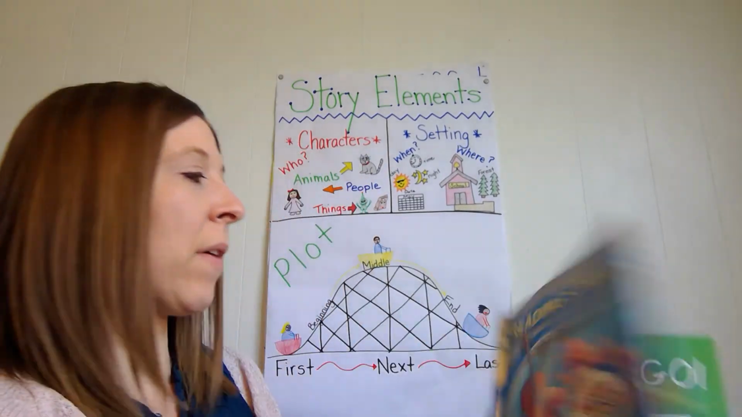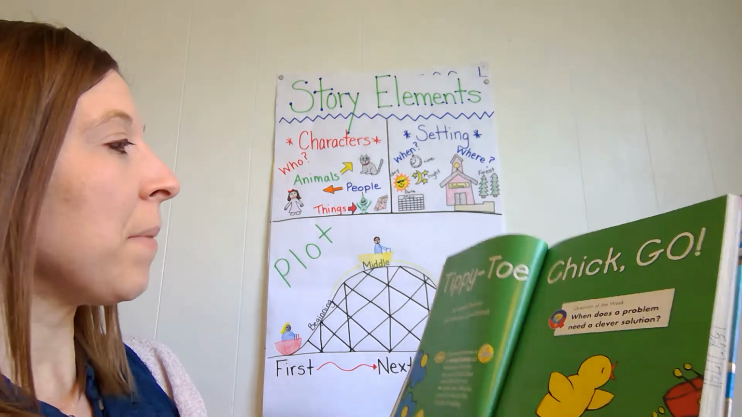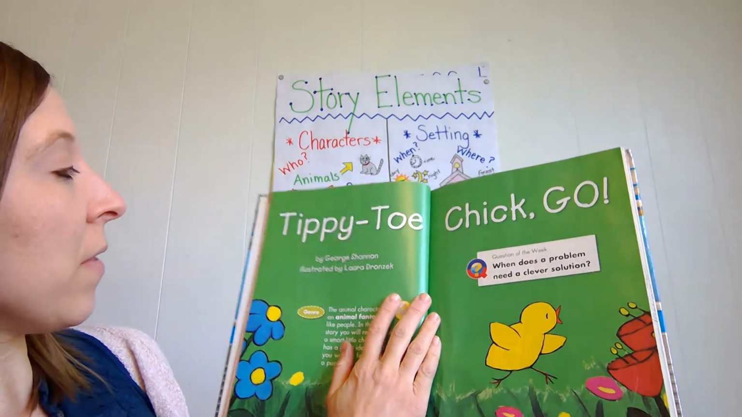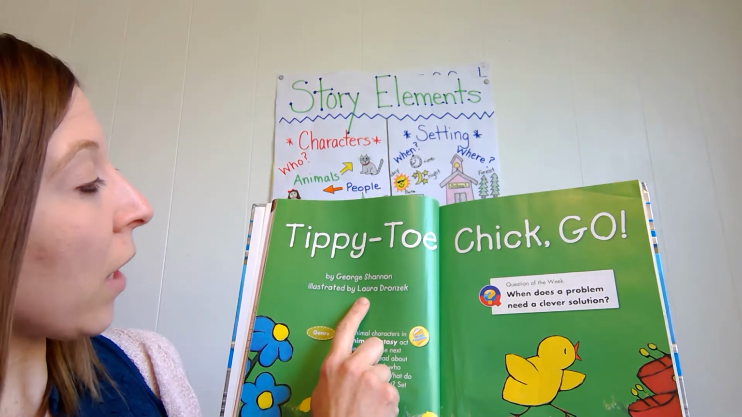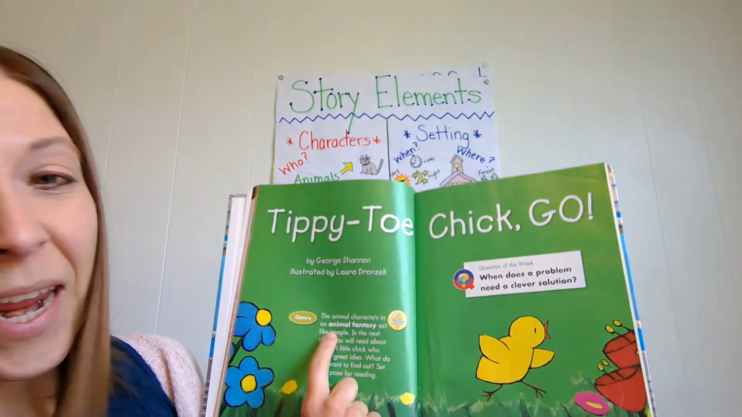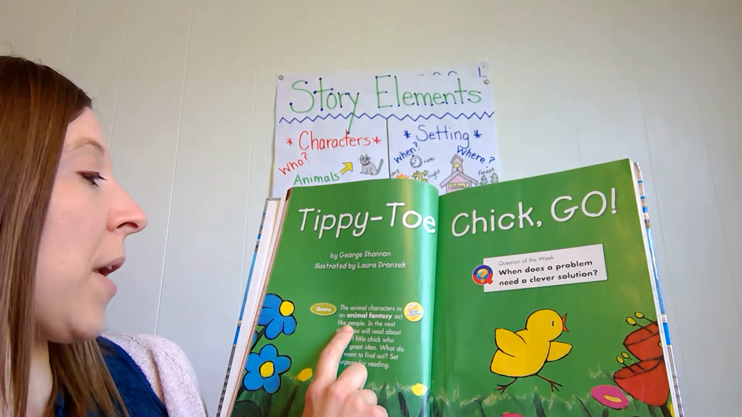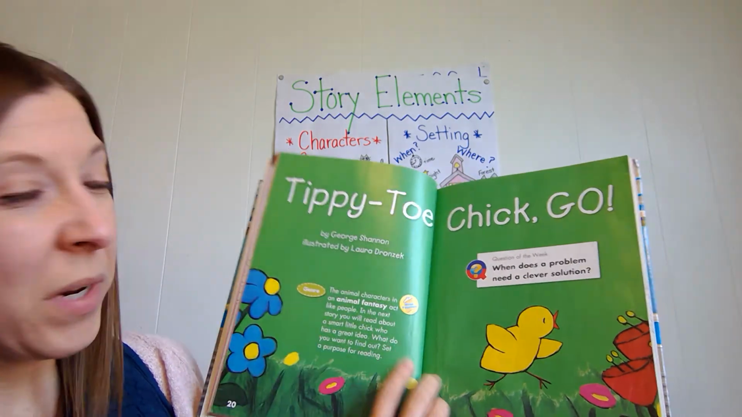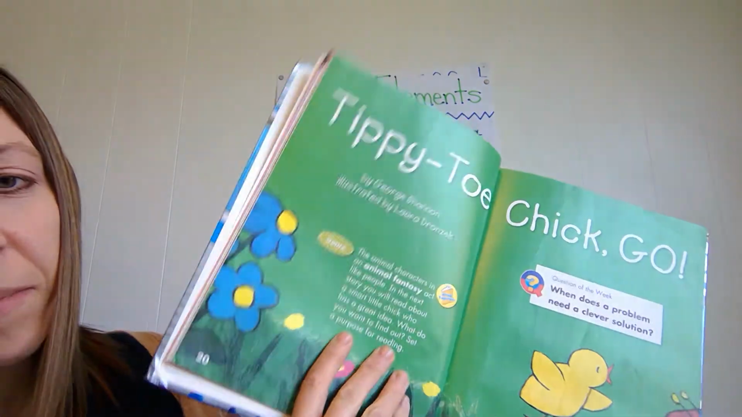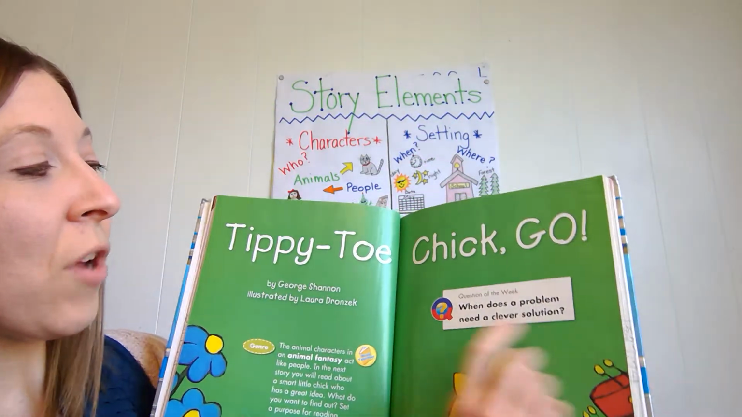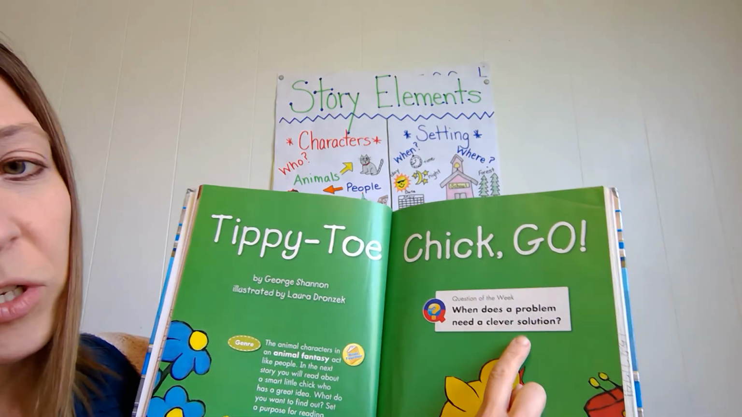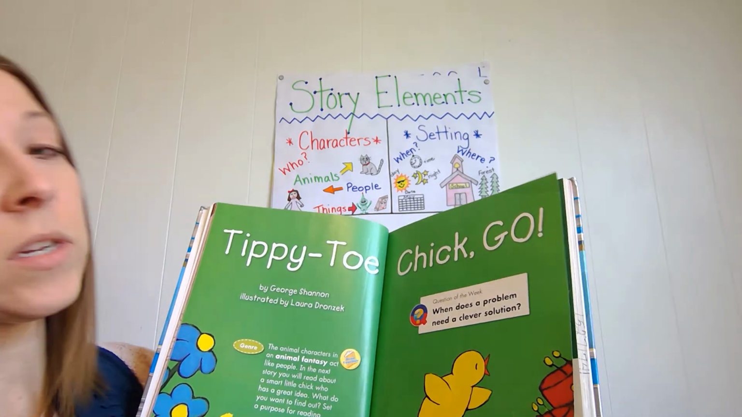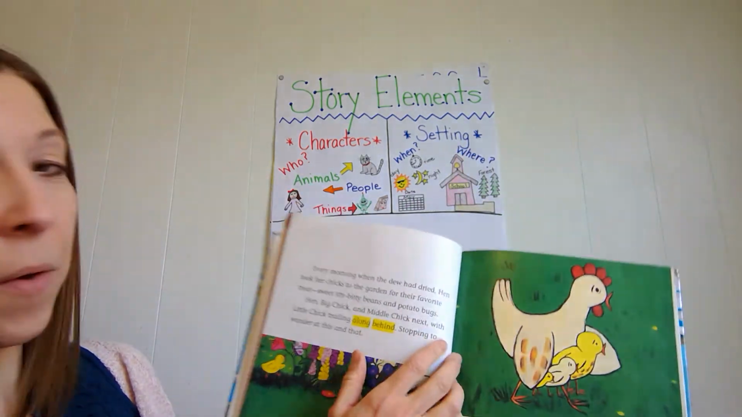Okay, so out of our reading book here, we have the story Tippy-Toe Chick, Go! You can see there's an exclamation mark there. This is by George Shannon, and it's illustrated by Laura Dronzak. This is an animal fantasy. That's the genre of story. It says the animal characters in an animal fantasy act like people, but it's fake. So that's why it's a fantasy, and it's about animals. We have a new question. When does a problem need a clever solution? So sometimes we need to solve problems and we have to use a clever solution to solve that problem. All right, here we go.